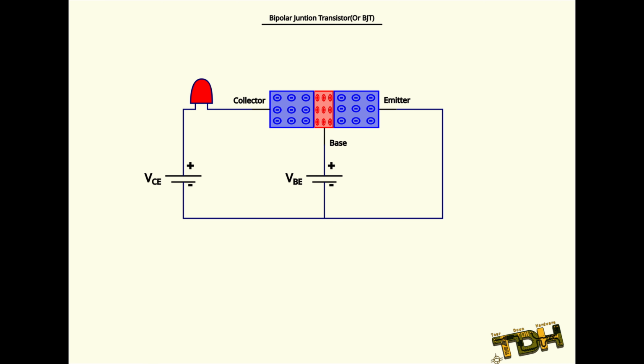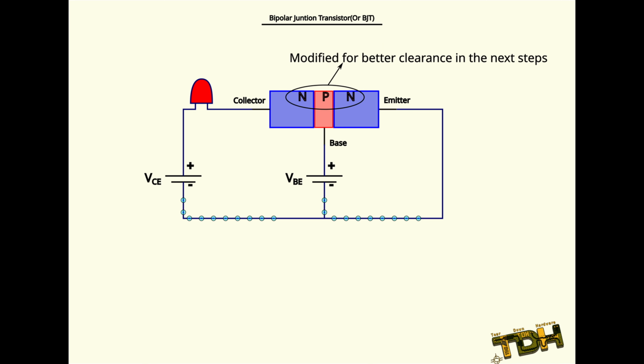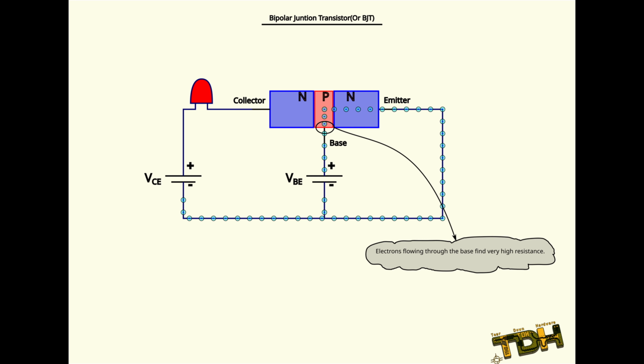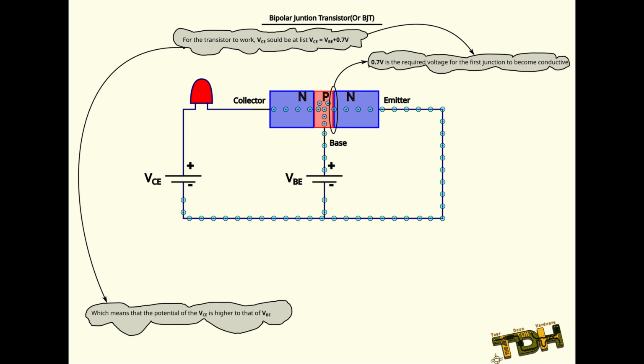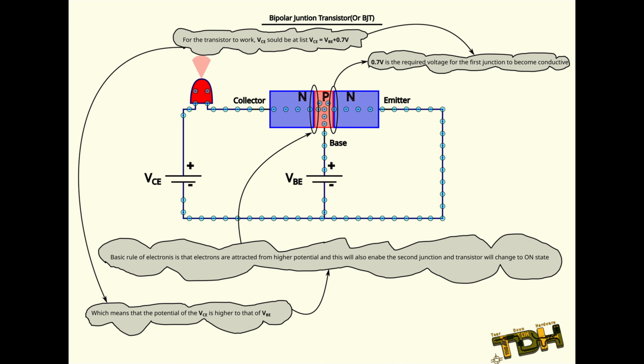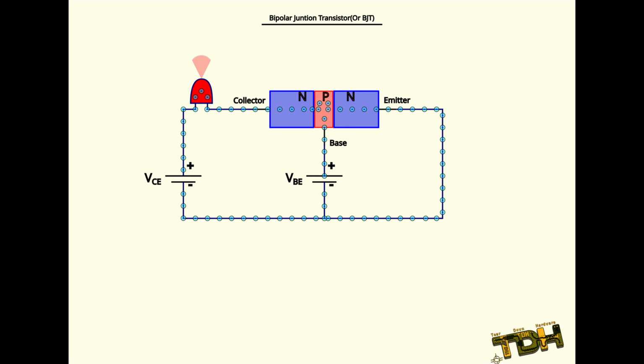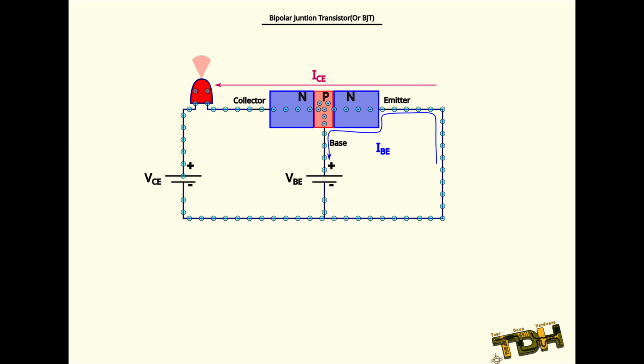The first junction to become conductive is the junction between the base and emitter. The electrons here will start to flow from the emitter to the base. Since the current that could flow through the base is very small due to high resistance, and because the collector is connected to the positive potential, the electrons will be attracted from the positive potential and will start to flow from the emitter to the collector as well, but with less resistance, which means the current will be higher. Let's name these currents. The current flowing from emitter to base is called IBE, and the current flowing from the emitter to collector is called ICE.